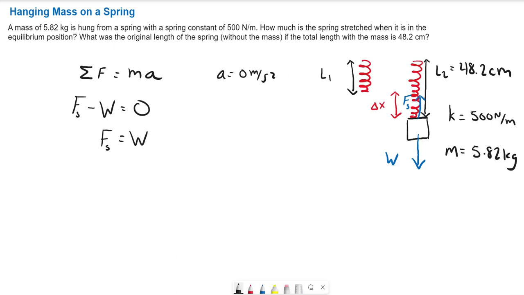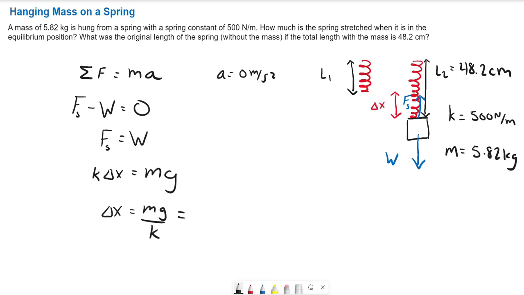Now, the spring force itself is equal to K times delta x. And the weight of the mass is just going to be mg, right? So now we have an equation with delta x in it. So let's just solve for delta x by dividing both sides by k. So we have mg over k is equal to the distance that the spring has been stretched.